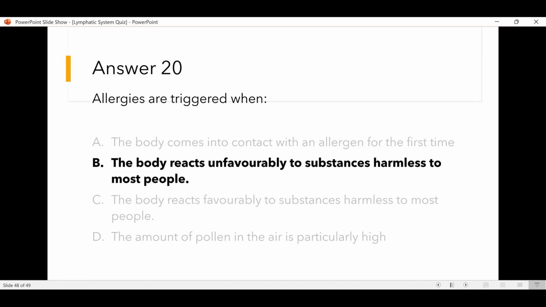Question 20, allergies are triggered when the body reacts unfavorably to substances harmless to most people. So some people will react to pollen, but most people can have pollen without any side effects. Some people react to peanuts, and again, most people can eat peanuts without any effects. So with allergies, the body is reacting in a way most people don't react.